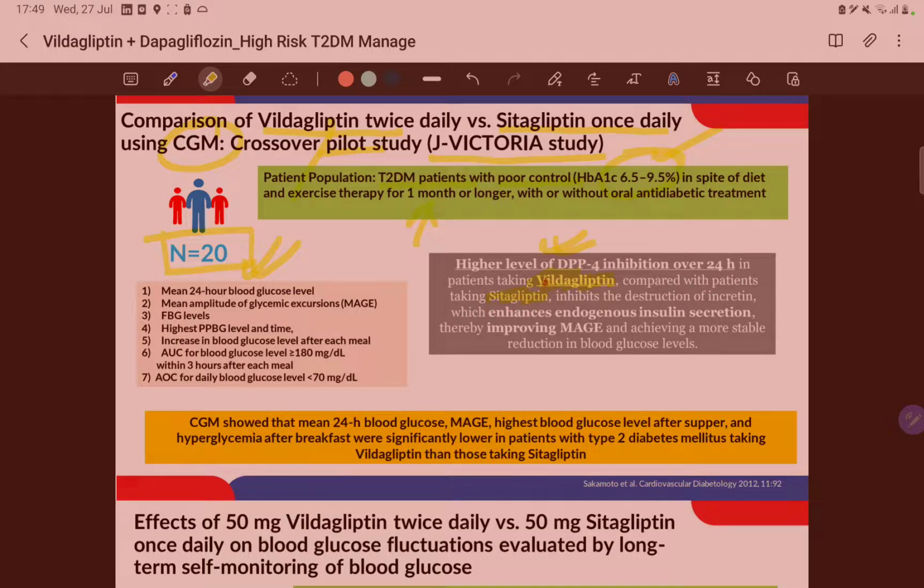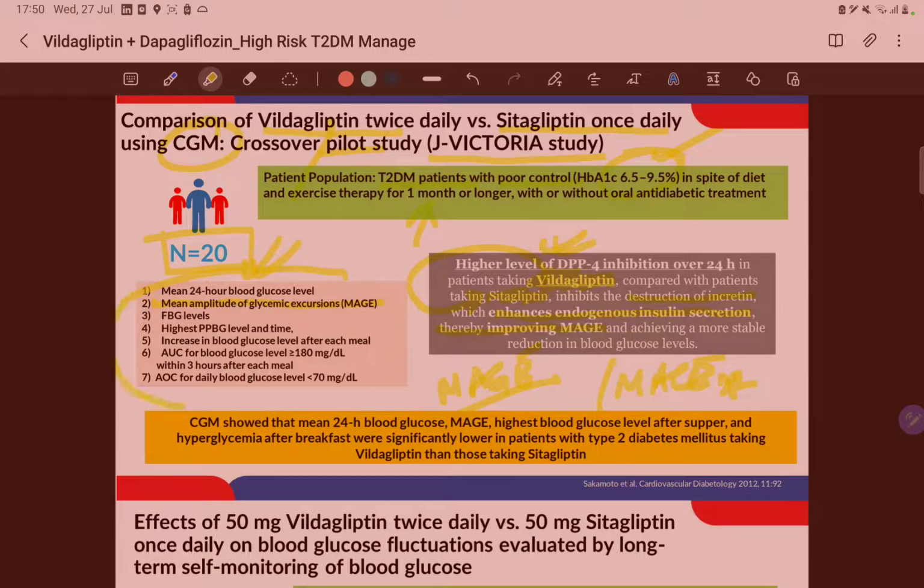Okay, so vildagliptin is much better at controlling this DPP4, right, and inhibits the destruction of the incretin, which enhances the endogenous insulin secretion and thereby improves the MAGE. Now this MAGE is nothing but mean amplitude of glycemic excursions. We have discussed MACE, major adverse cardiovascular events, but this is MAGE, the mean amplitude of glycemic excursions.